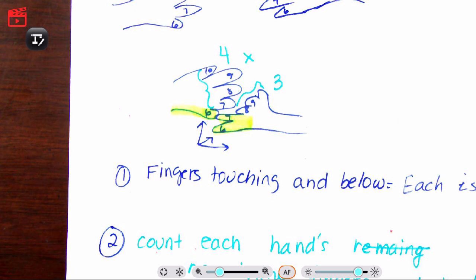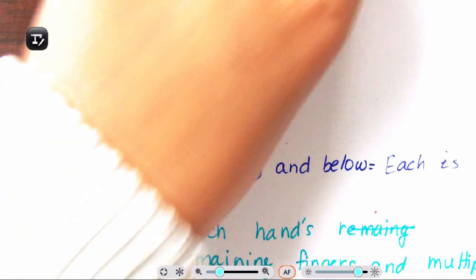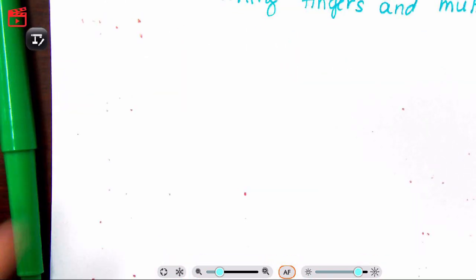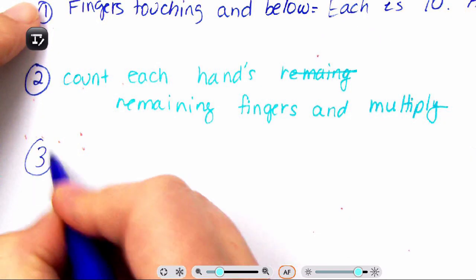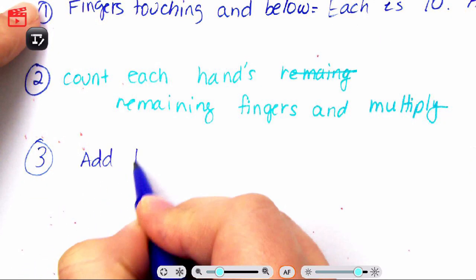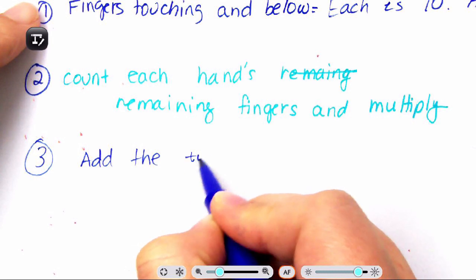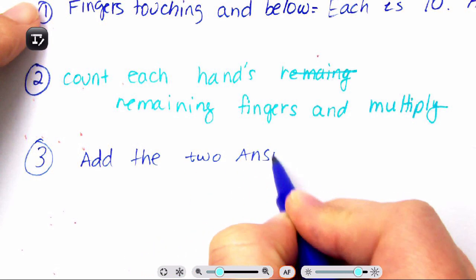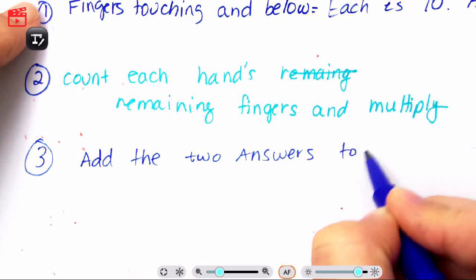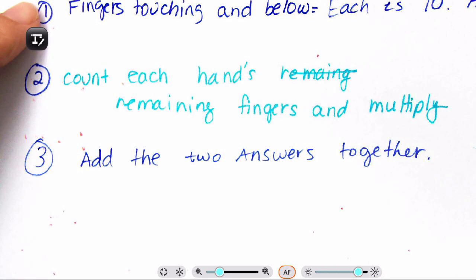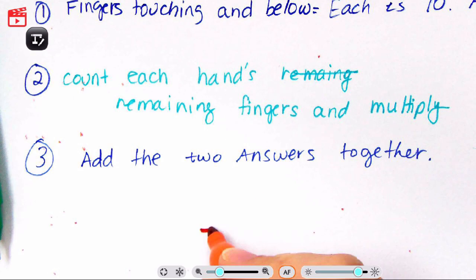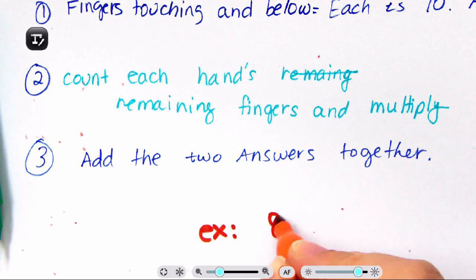So step number 3, you guys didn't see that, I apologize. Step number 3 is add the 2 answers together. So we did an example using 6 and 7, so let's use an example using 8. So let's do example using 8 times 9.